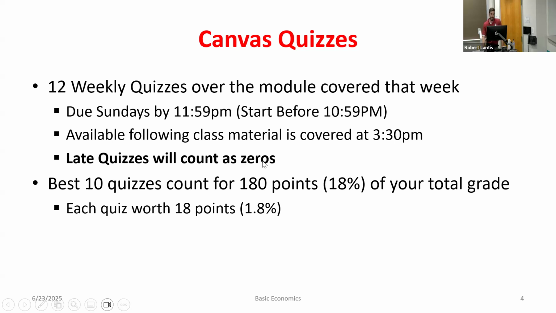Late quizzes, no exceptions, will count as zeros. Now, I do two things, right? So even if you miss a quiz and get a zero, it's not the end of the world, in that we have 12 quizzes, but I only take your best 10. So if you, for whatever reason, miss 2 of them, you can still get full credit, right? Because missing 2, those would be zeros, those would be your lowest, those would get dropped, okay?